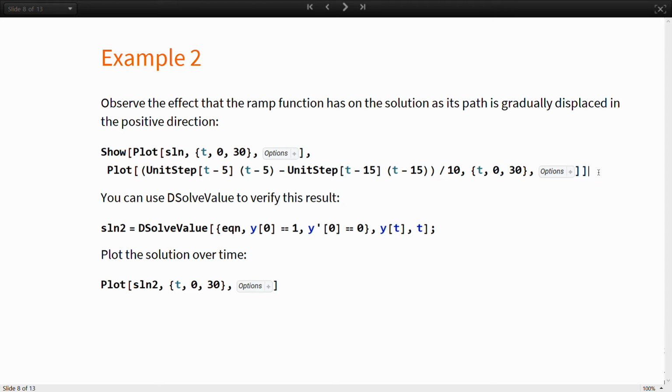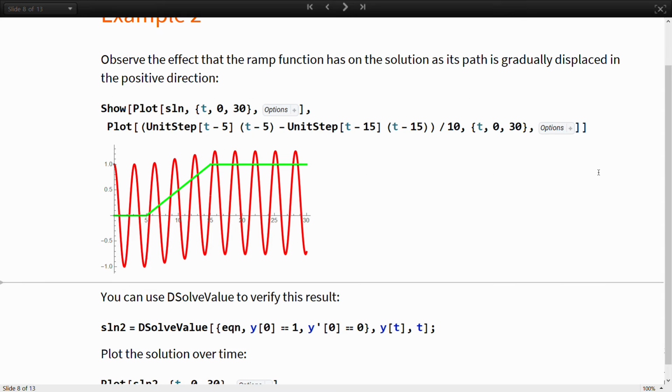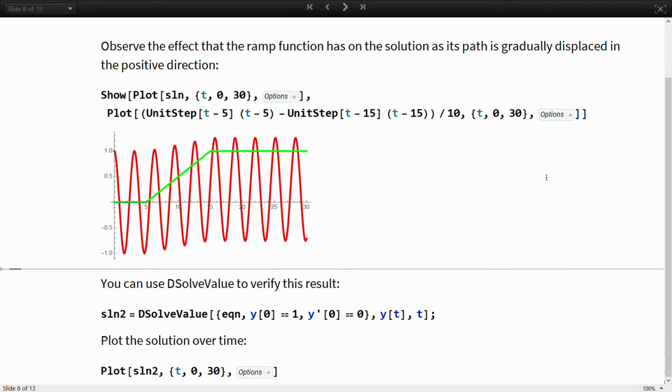Now let's look at the solution along with the non-homogeneous term. We can see that we get an oscillating solution when the non-homogeneous term is zero. As the non-homogeneous term increases, the oscillations continue, but with the average value of the oscillations increasing. When the non-homogeneous term levels off at 1, the oscillations level off as well, but with the average value shifted up slightly.